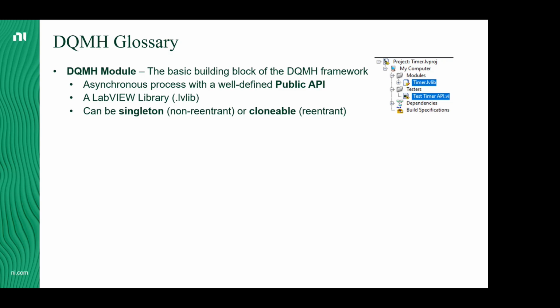And a DQMH module can be singleton or clonable, and those terms are just other words for non-reentrant or reentrant. So if you have a module and you only ever intend for one instance of that process to be running at a time, it would be a singleton. If you intend for multiple instances of that module to be running at a given time, you would have a clonable module in that case.